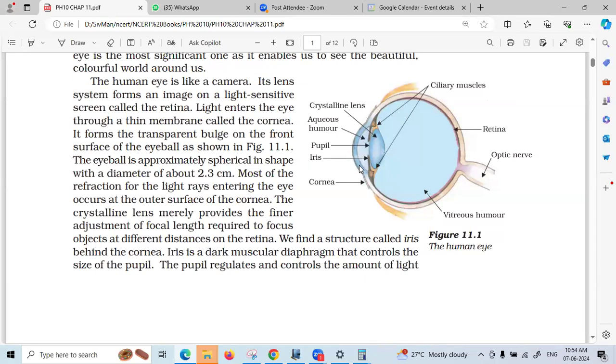Whenever there is a change of medium, this is air, this is some material, right? So obviously there is a change in refractive index, the light will get bent here. Next it will pass to the aqueous humor, then enter the lens, and form the image on the retina. So this is the sequence in which the image is getting formed. And once it forms on the retina, the light signal will get converted to an electrical signal, and the electrical signal will transfer to the brain.